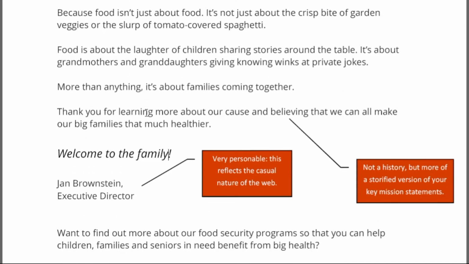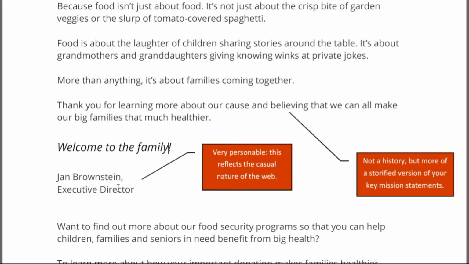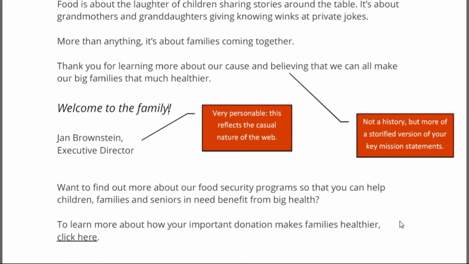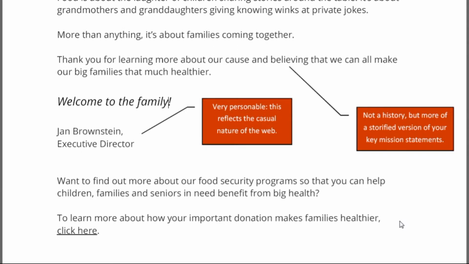It just gives really personable details from the executive director. And this reflects the very casual nature of the web. And I know a lot of you nonprofits really shy away from this. You don't like really being casual, but that's sort of what the web is. So I really would like you to especially take that tip into account, that you're trying to welcome people in a very personal way, like you're sort of sitting down with them and having a coffee.